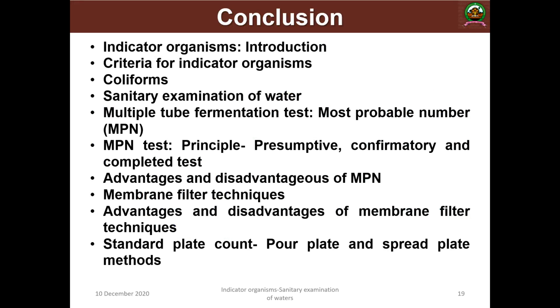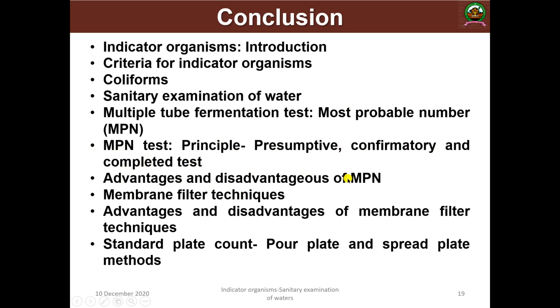Today we have discussed indicator microorganisms. What are indicators? What criteria can be considered to say that a bacterium is an indicator organism? What are coliforms, the total coliform, fecal coliform, etc.? How will you test the sanitary quality of water, and how will you test drinking water? One is the multiple tube fermentation test or most probable number test, which has a principle: the presumptive test on the first day, the confirmatory test on the second day, and the completed test on the third day.